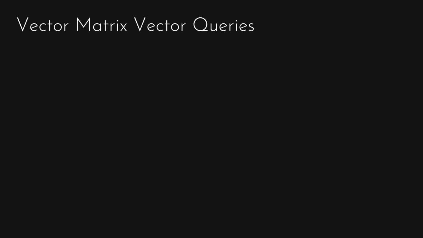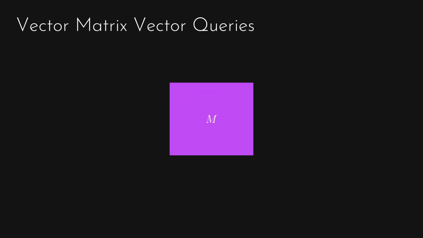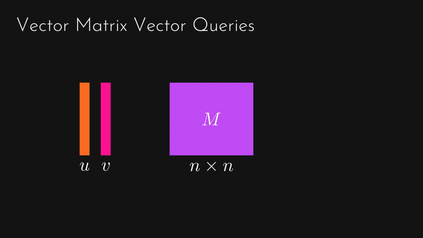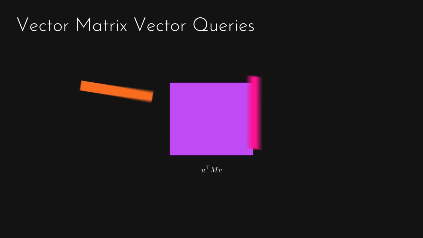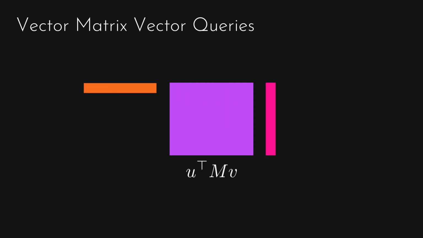Throughout, I will refer to vector-matrix-vector queries as UMV queries for short, and you'll see why in a second. Our goal is to learn something about an unknown matrix M. Let's say that it's n by n. To make a query, we choose two n-dimensional vectors u and v. Then, when we query with this pair of vectors, we get the value of u transpose M v, and we do this many times. Choose another pair u, v, query the matrix, get the result, repeat.